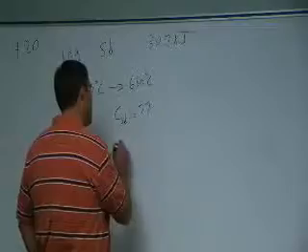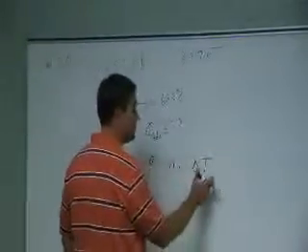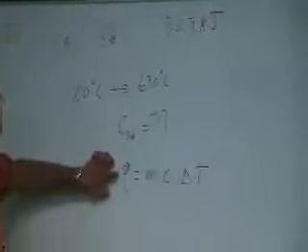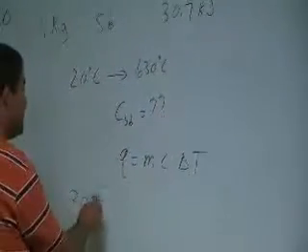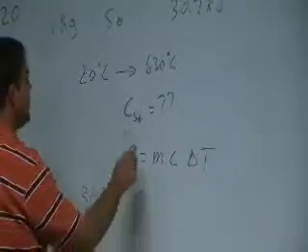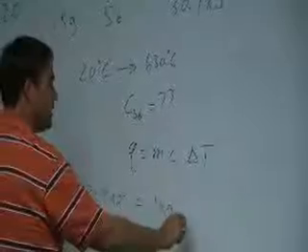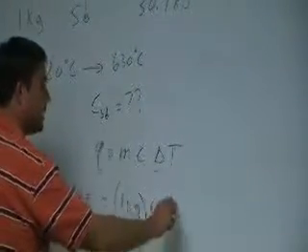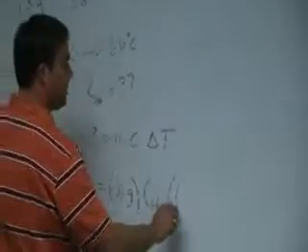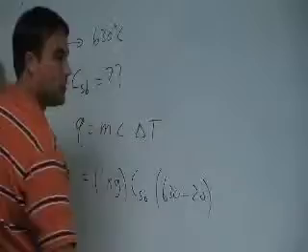Well, if we get our equation here, which is Q equals MC delta T, change it to final temperature minus the initial temperature, our Q value there is what? 30.7 kilojoules. Our mass is 1 kilogram. Our specific heat, who knows? All right. Now our final temperature, 630, minus our initial temperature, which is 20.